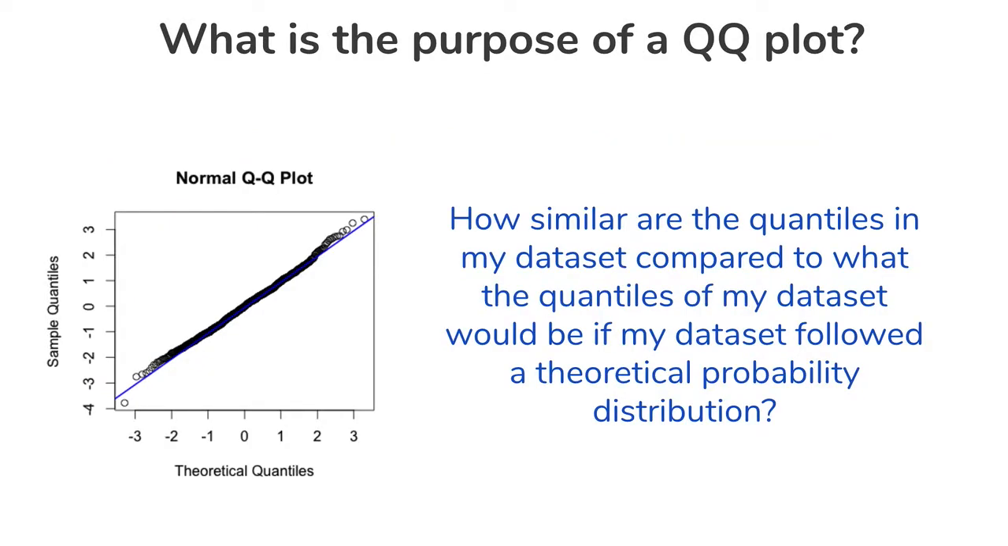Okay, so the purpose of a QQ plot is to ask how similar is the distribution of quantiles in my observed data to theoretical quantiles from a distribution that I'm interested in comparing to. And as we'll see in a second, when the quantiles from your observed data are well aligned with the theoretical quantiles from, say, a normal distribution or a t distribution, things line up perfectly on this y equals x diagonal.